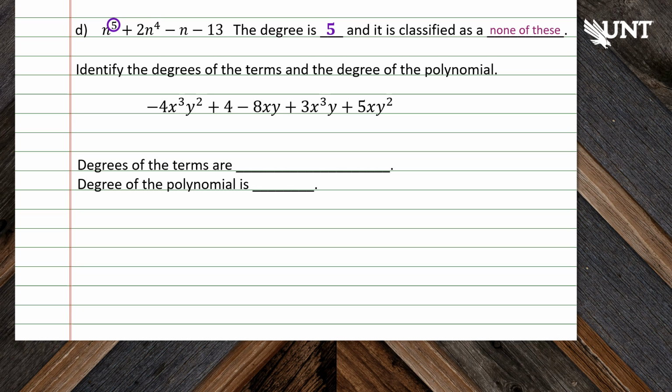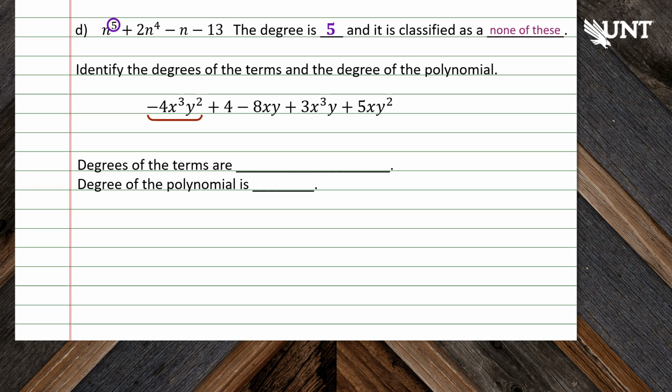Identify the degrees of the terms and the degree of the polynomial. Negative 4x cubed y squared plus 4 minus 8xy plus 3x cubed y plus 5xy squared. Now in this case, it's asked to identify the degree of the terms. So let's look at the first term. The first term appears to be negative 4x cubed y squared.